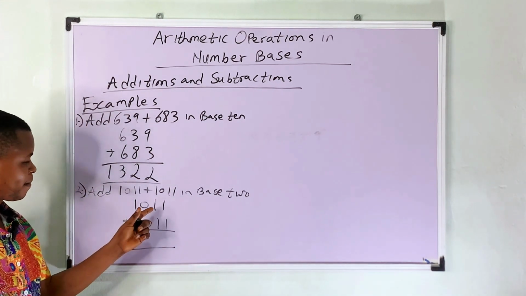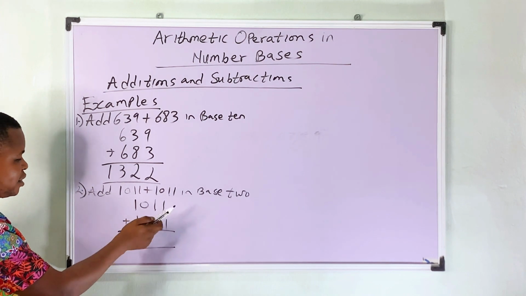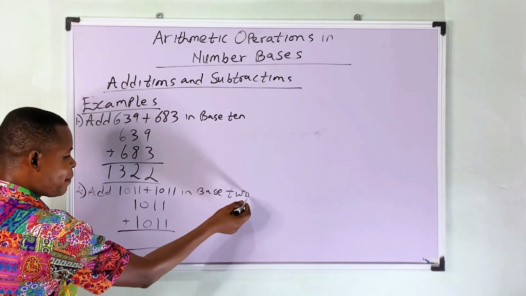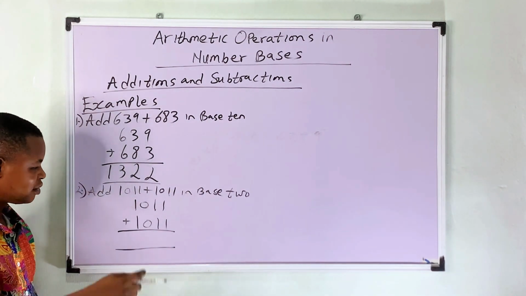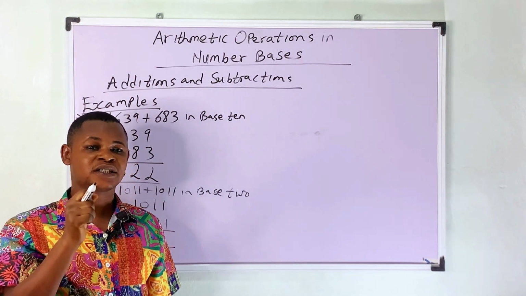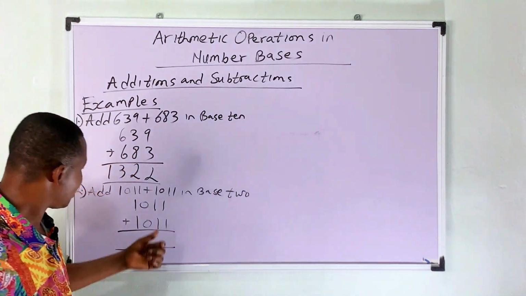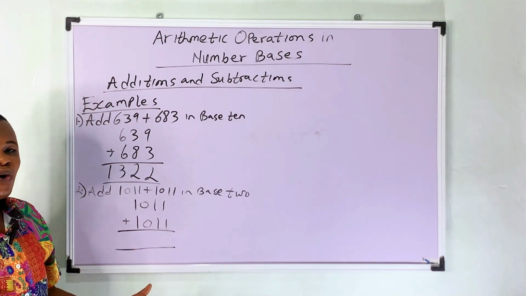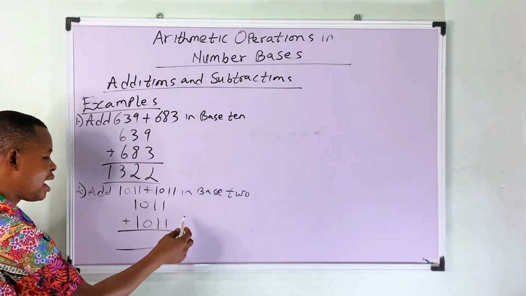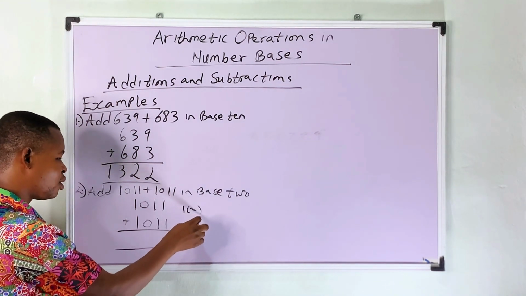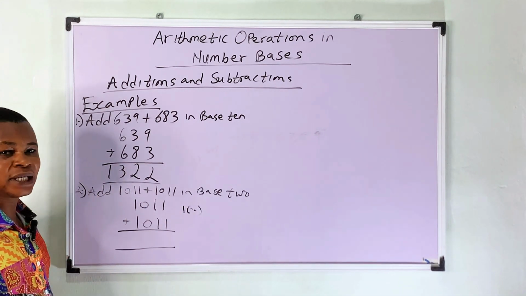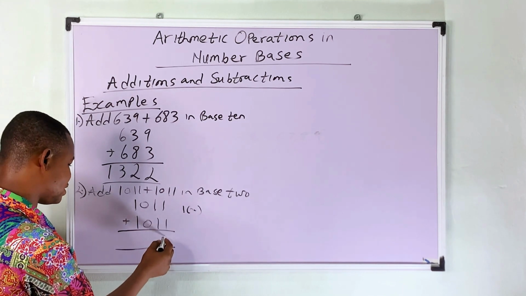Now, when we say 1 plus 1, that is 2. Don't forget, we are performing this operation in base 2. And 1 plus 1, which gives us 2, has exceeded the threshold of digits we could get in base 2, because base 2 digits are 0 and 1. Now, what do we say in this regard? We have one set of 2, because 1 plus 1 gives us 2. That we have one set of 2. What are we left with? We are left with 0.